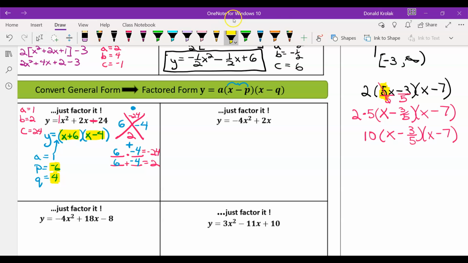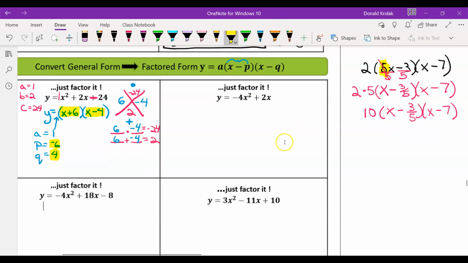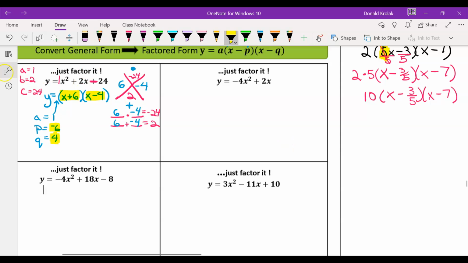All right, now the next one we're going to do is this one in the lower right-hand corner. Because it's just like this one, but this is no longer 1. Now it's a 3. So it takes a little extra work than this. All right, so I draw my X.